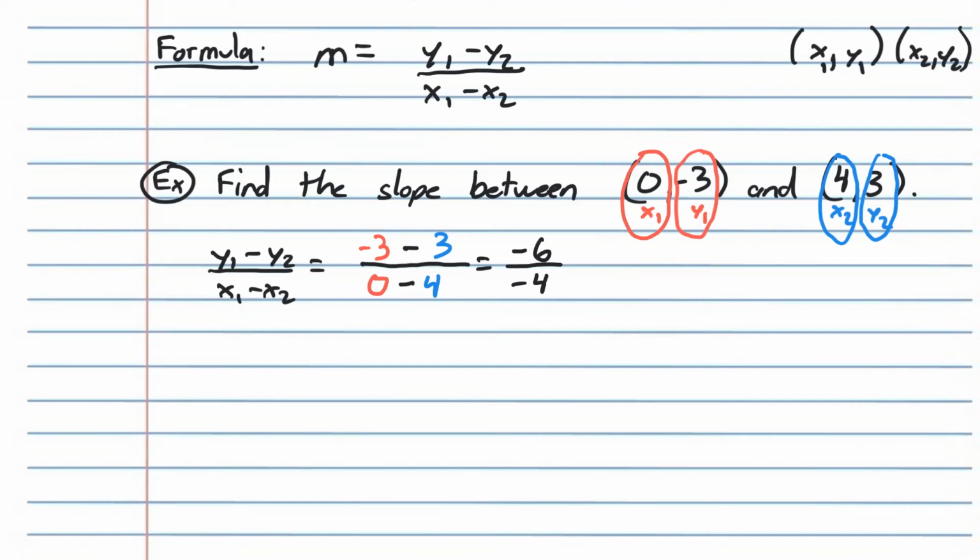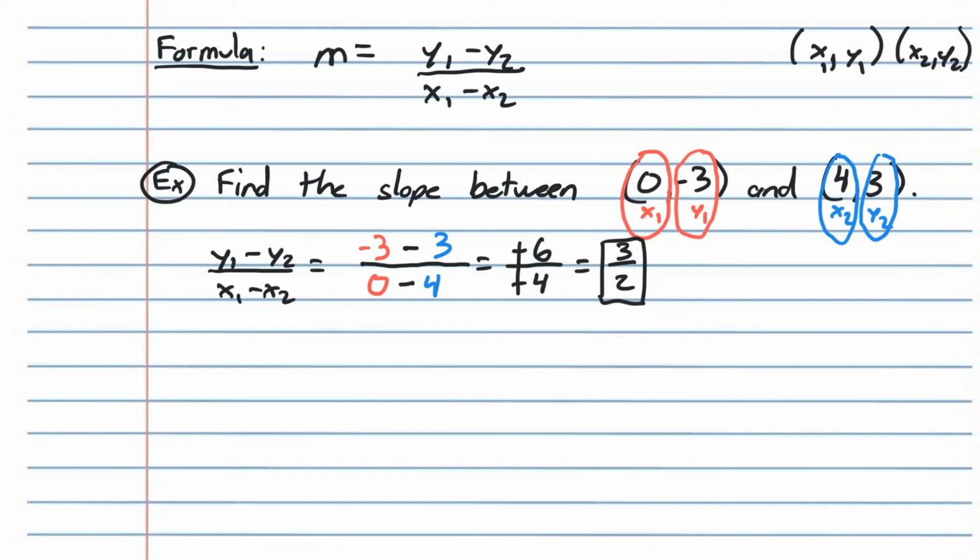Now this fraction reduces, so you do need to do that as well. Okay, the negatives will cancel each other out. Okay, and 6 over 4 can be reduced by 2. So you can divide both out by 2, and we get 3 over 2. Okay, that's our simplest form of our slope. So again, if your fraction reduces, you have to do so.